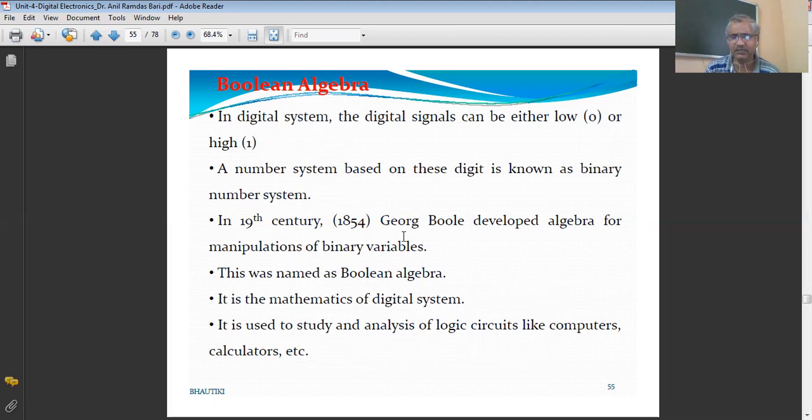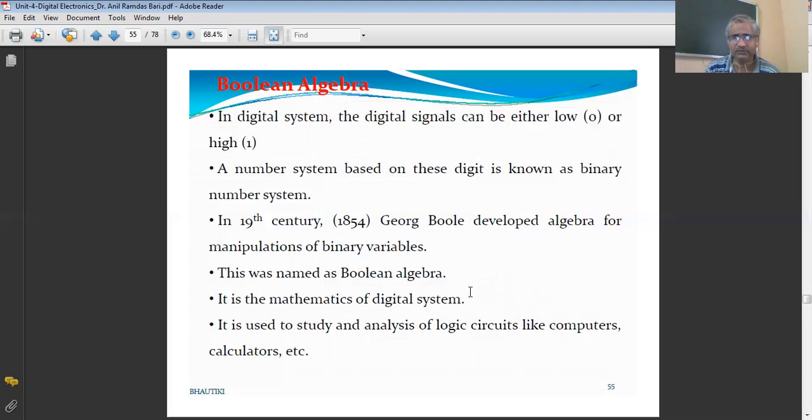In simple words, Boolean algebra is the mathematics of binary numbers or binary digits, or the mathematics of bits. It was developed by the scientist Boole, and it is very useful in the circuits of computers, calculators, or any modern device that we are using today.